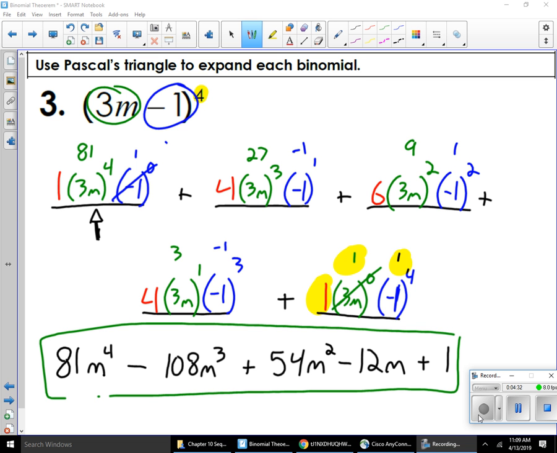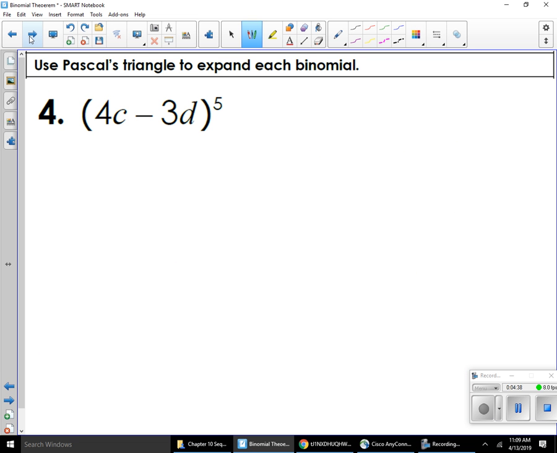Let's take a look at one where both of our terms have a coefficient. Good times. So the exponent's still not too big here. We're talking about something to the 5th power. So we are going to get 6 terms.